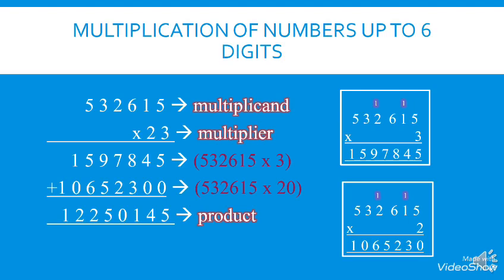6 plus 5 will be 11. Plus 1, 12. We will write 2. 1 will be carry. And 1 plus 0 will be 1. Plus 1 will be 2. And 1 as it is. So you have the number 12,250,145, and this answer or result is called the product in multiplication.